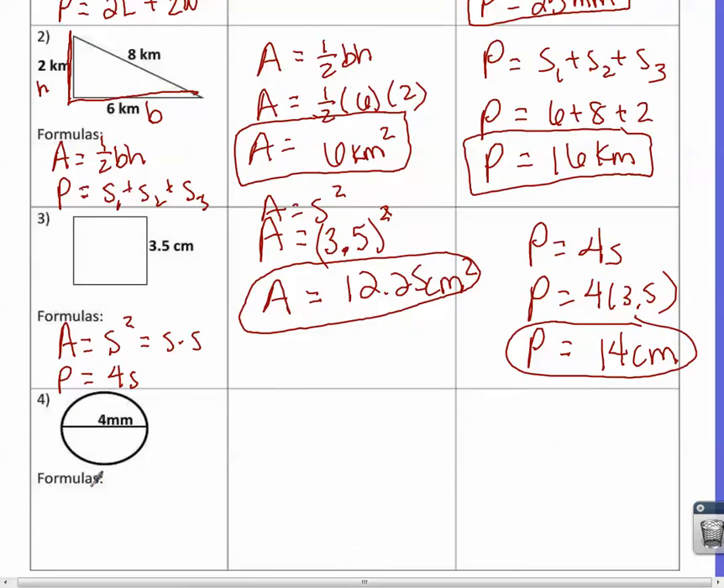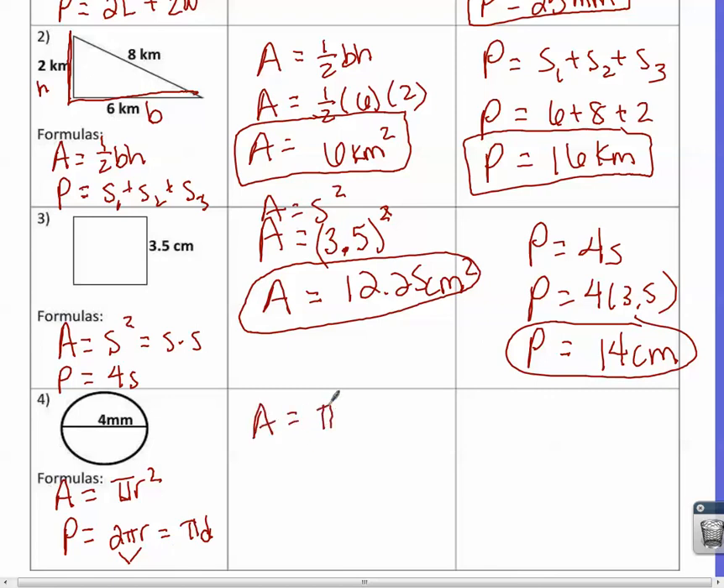So when I go to write the formulas down, area is going to be pi r squared. Perimeter, you can use 2 pi r, which is also the same as pi d, because if you multiply the radius by 2, you get the diameter.